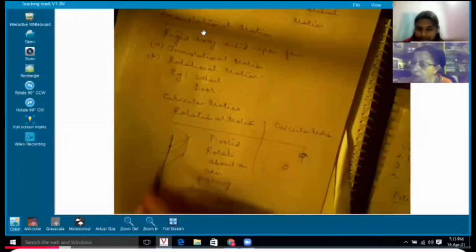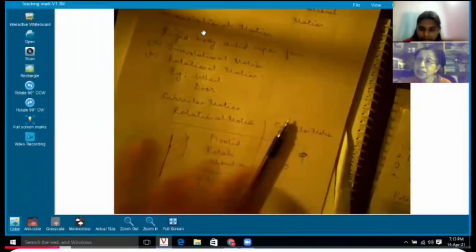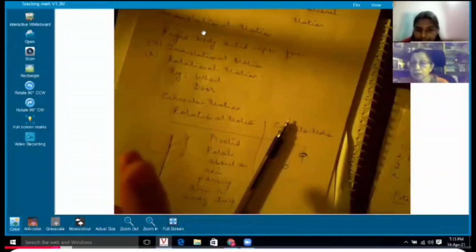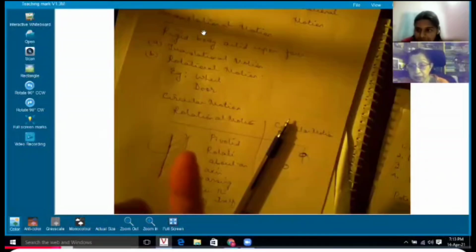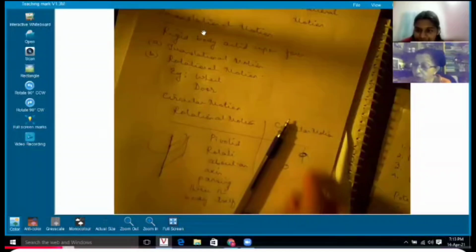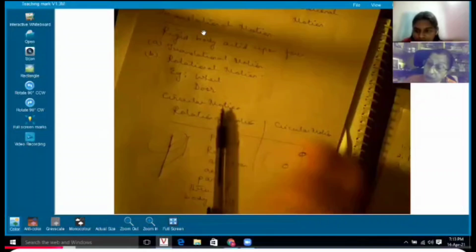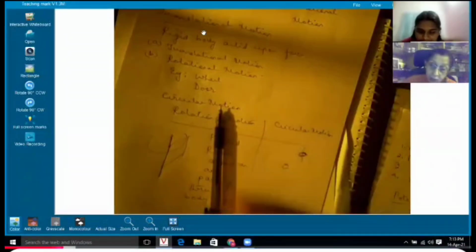So how do you say that the wheel is executing rotational or circular motion? It's rotational motion, because it is rotating about an axis passing through itself. Correct. But when you are sitting in a merry-go-round, are you executing rotational motion or circular motion? Circular motion, because the whole of you is actually enjoying a motion in a circular path. Correct? Yes, the whole body is executing it.